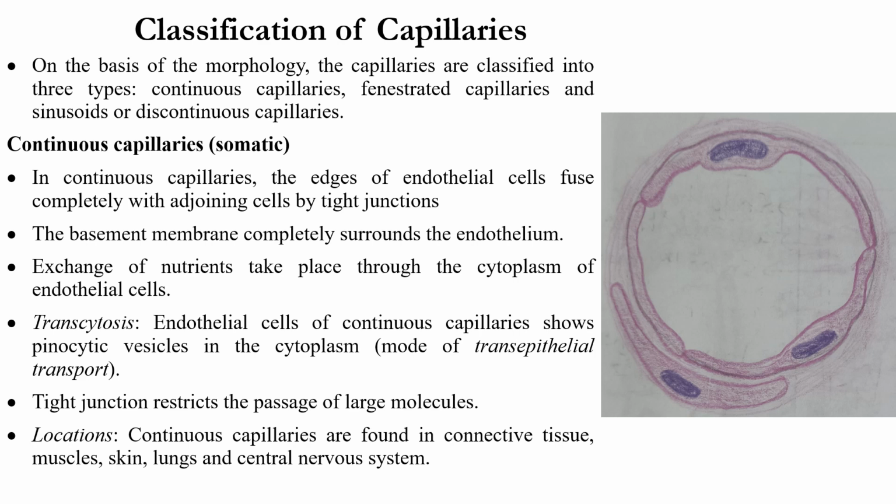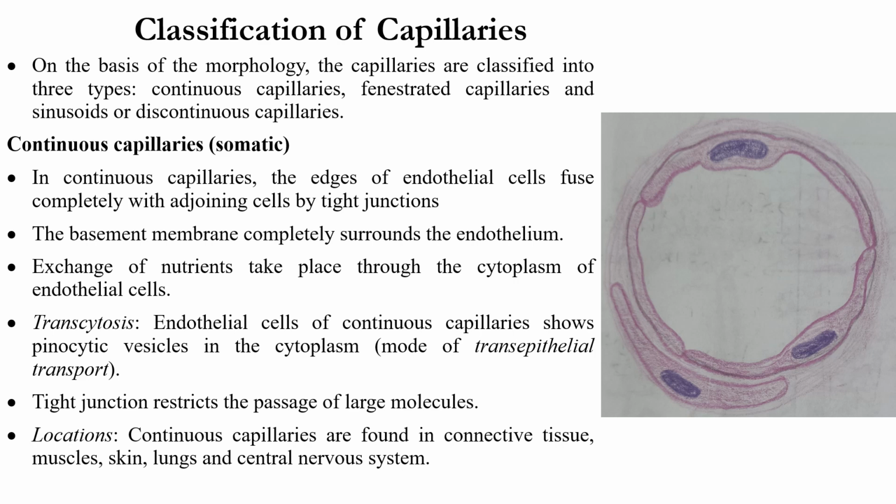So RBCs need to get folded upon themselves to pass through the capillaries, and these capillaries are mainly formed by endothelium resting on the basement membrane. So histologically, a capillary consists of vascular endothelium and its basal lamella, and there is no tunica media or tunica adventitia in the capillaries.